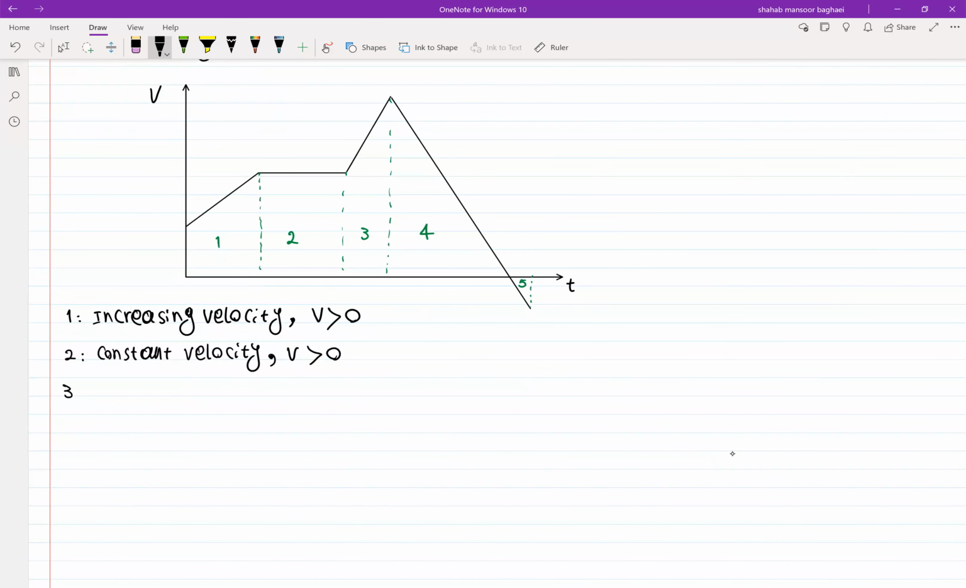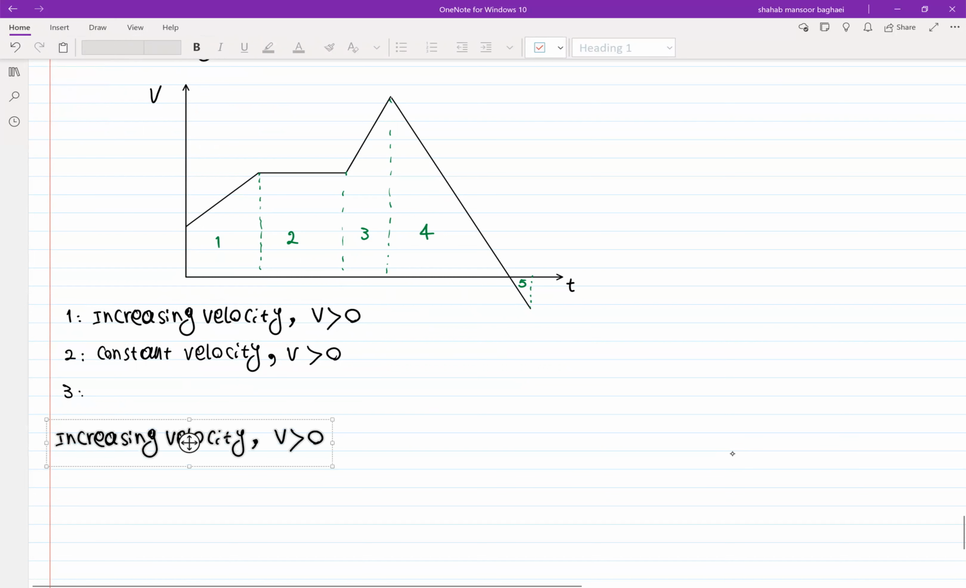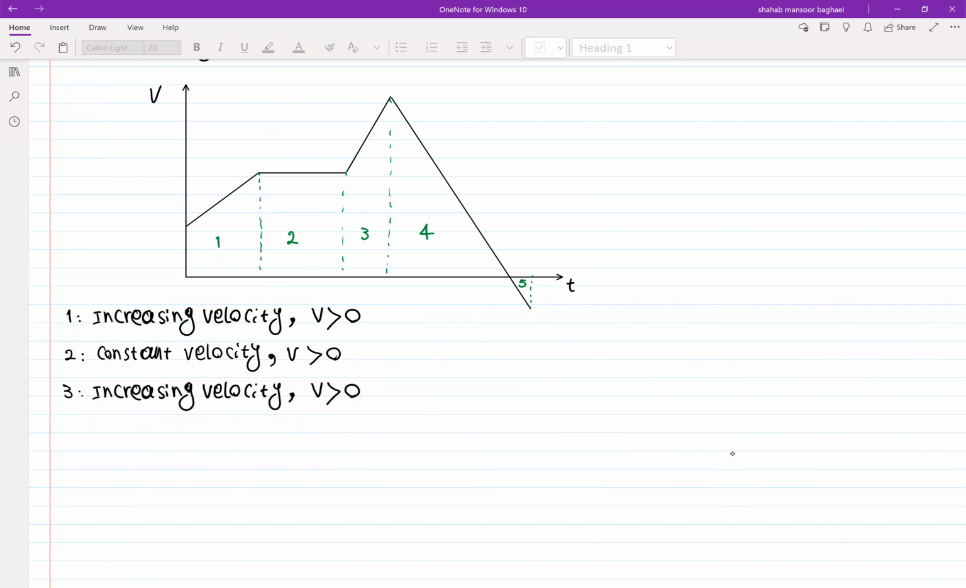Number 3. If you look at number 3, you have a slope, and that's a positive slope. You have increasing velocity, and that's positive here. Look at area number 4. What do you think regarding area number 4?